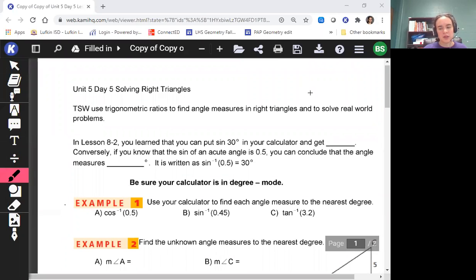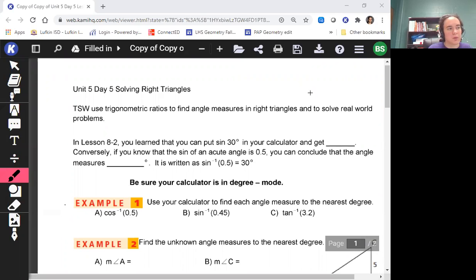Today we are going to be working on the inverse of our trigonometric ratios. So yesterday we talked about how to find the sides of a triangle using trigonometric ratios. Today we're finding the angles.